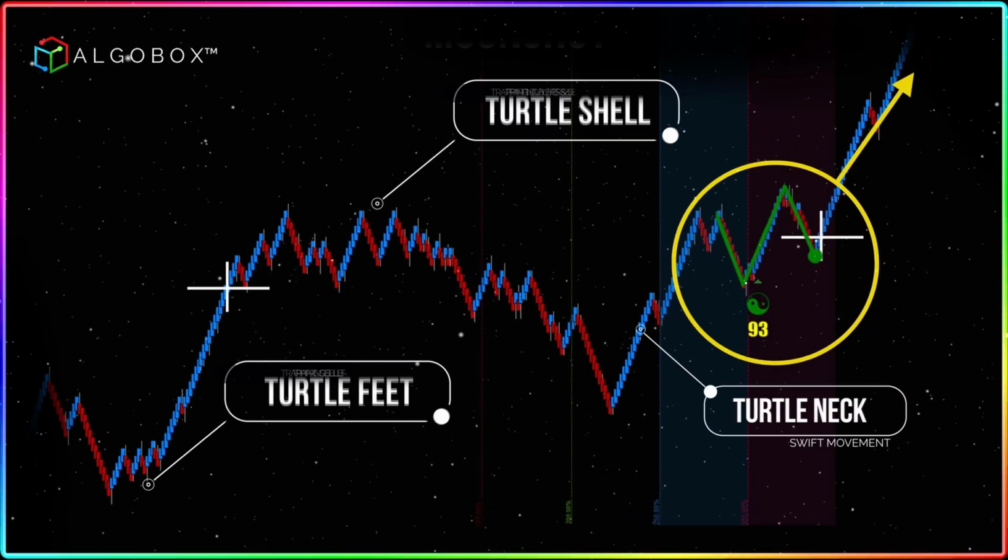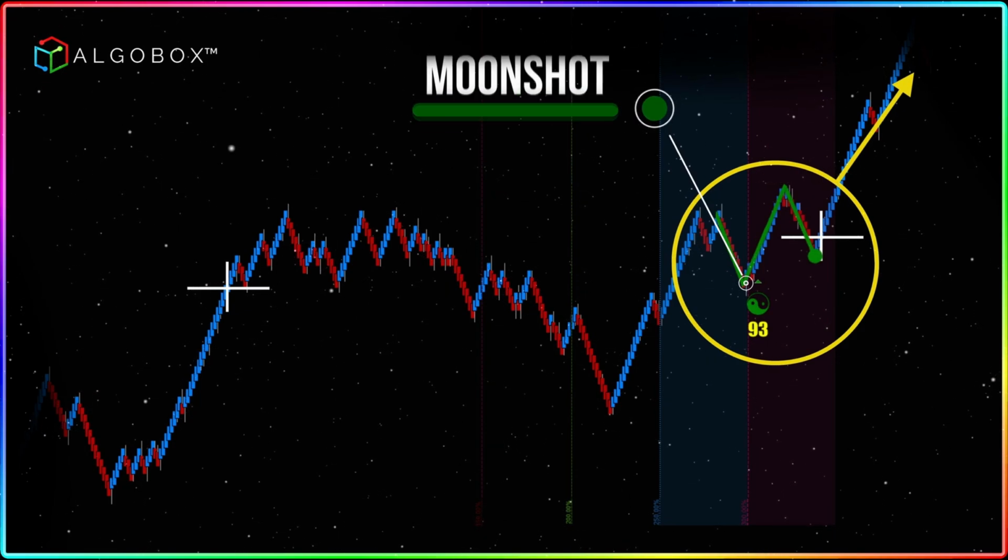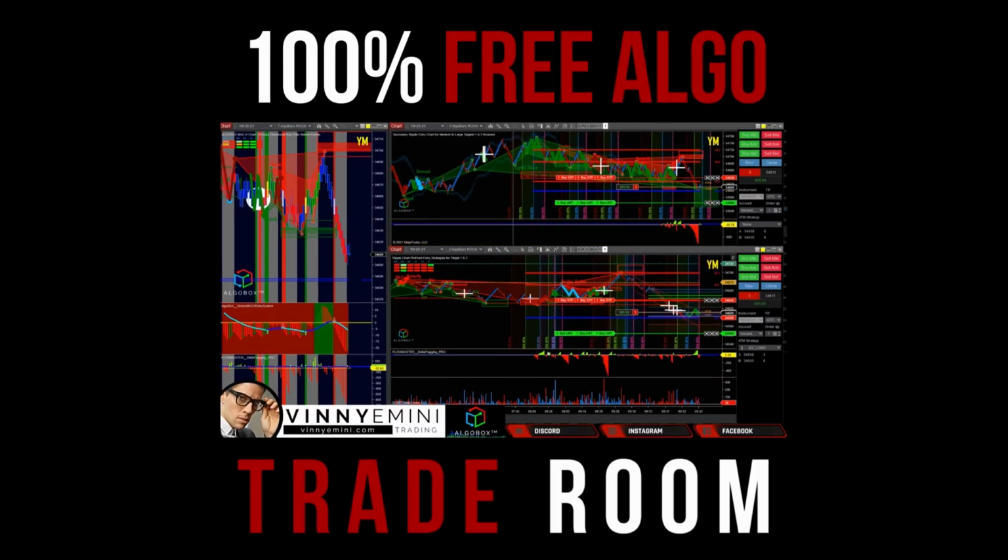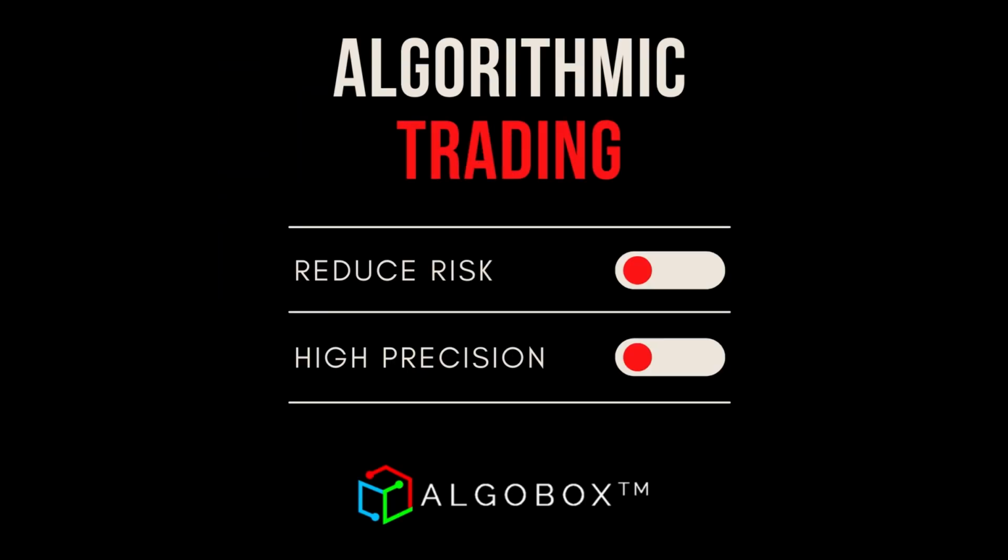Look for additional confluence using tools like Flowmaster Alpha Omega, AlgoBox, and more. These can help validate the turtle pattern and guide your entries.